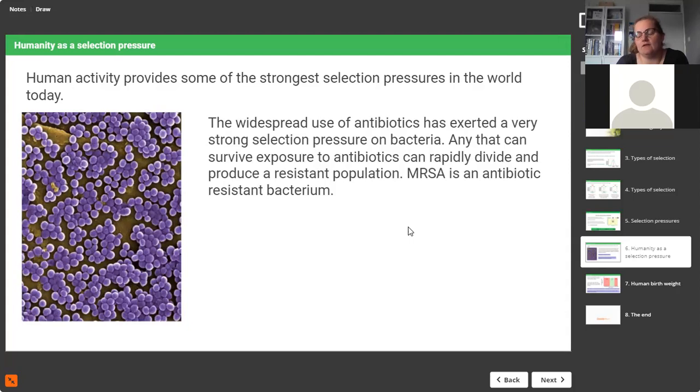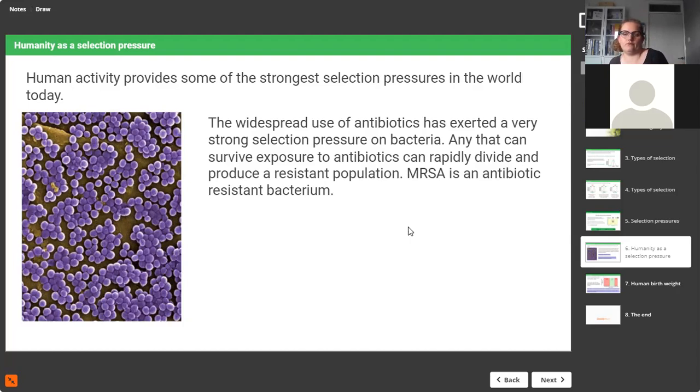So basically how this works is, bacteria reproduces using binary fission. So they basically split down the middle and they duplicate very, very fast. If you've got some resistant individuals in your population to the antibiotics that are being used, they can rapidly divide and produce a resistant population very, very quickly. That is the issue with bacteria.